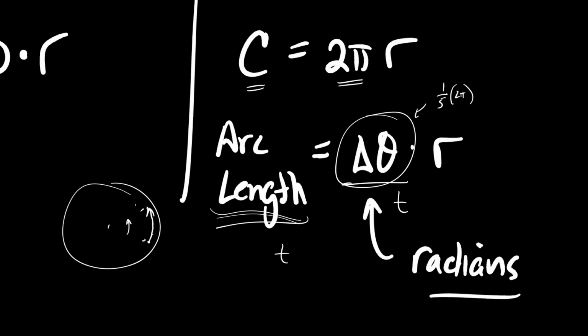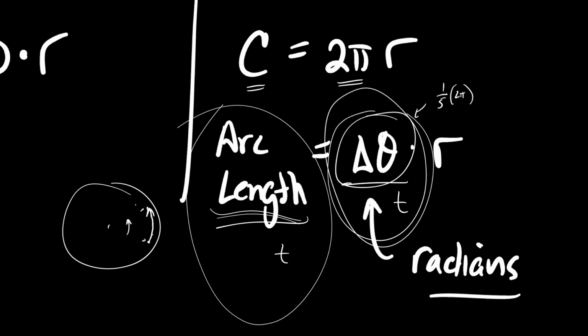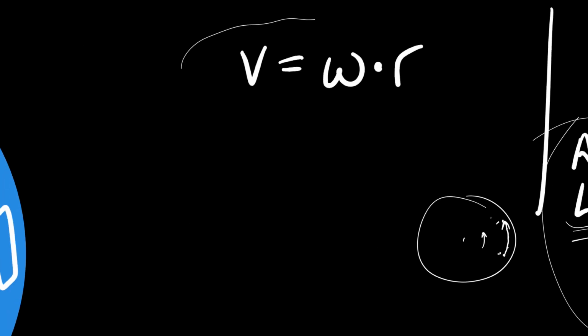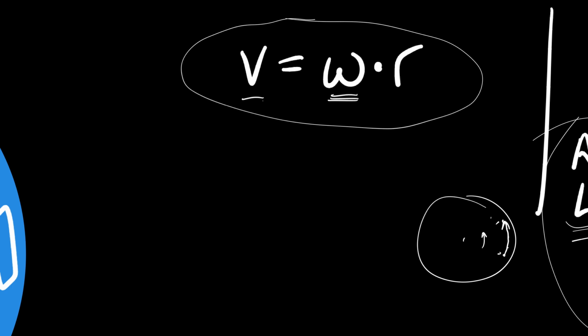This would make this side a value that's in radians per second, or degrees per second, or rotations per second. And it would make this side something in meters per second, right? Because it's going to be an arc length in meters divided by time in seconds. That's important because that means I could find a relationship between an angular speed and a linear speed.